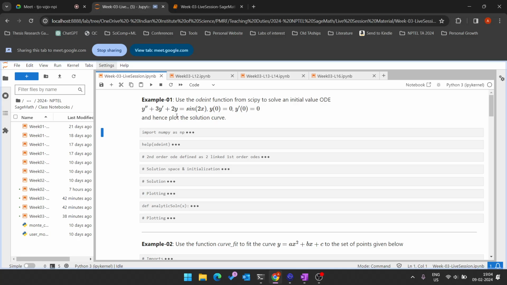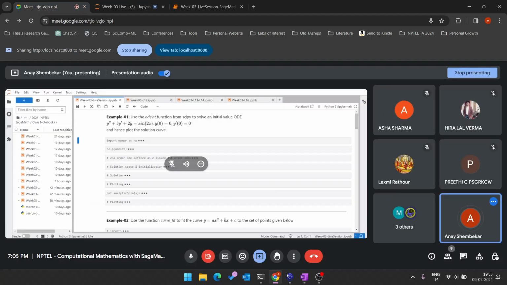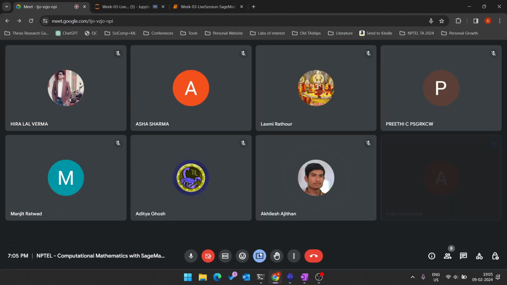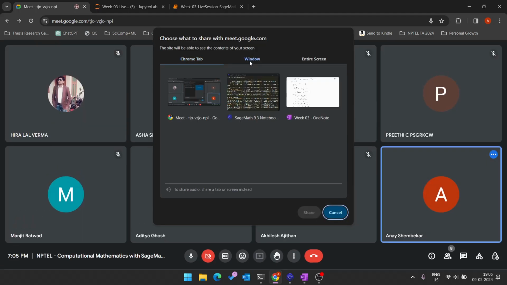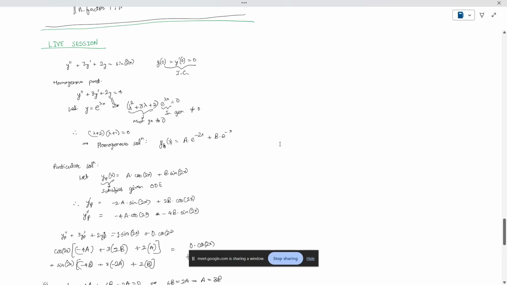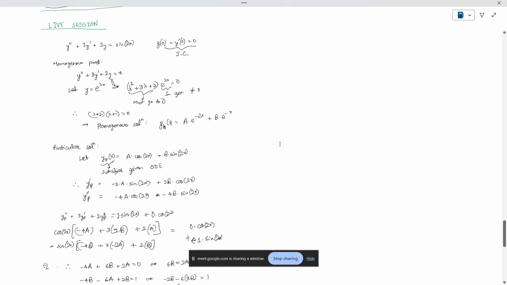Before we go into the solution itself, I'd like to share my notebook. Okay, is this visible?